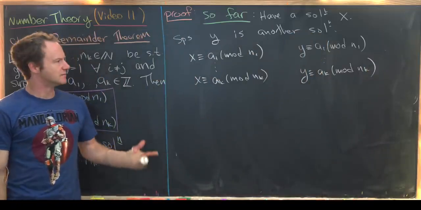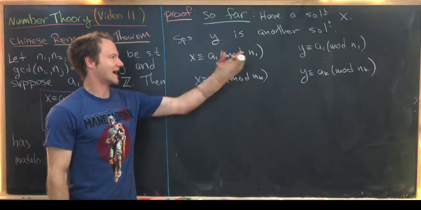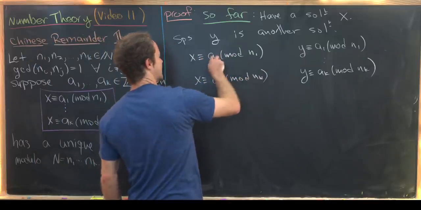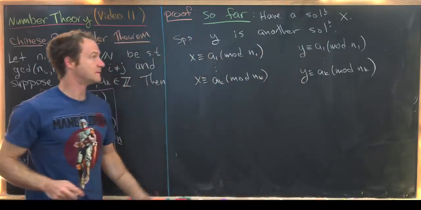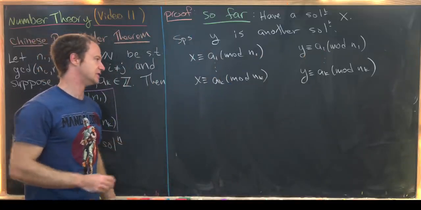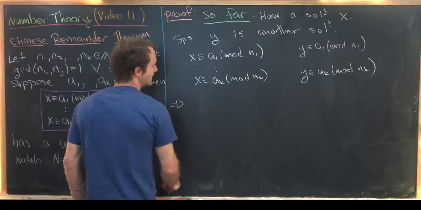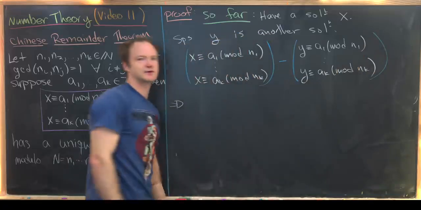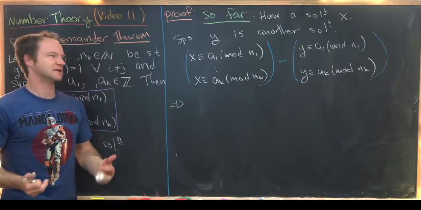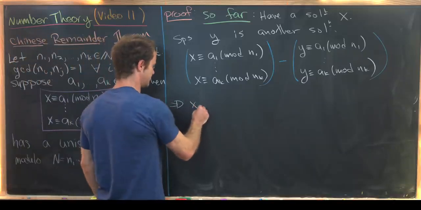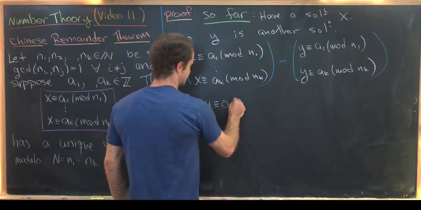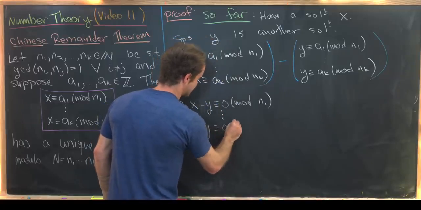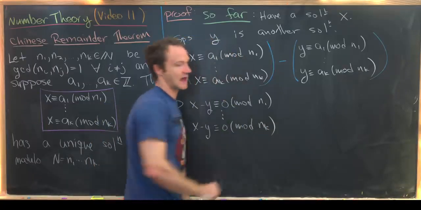Okay. But now what we can do is just subtract these congruences one at a time. So we'll subtract x minus y and a1 minus a1 mod n1, do the same thing mod n2 all the way down to nk. So you want to think about grouping all of these together, grouping all of these together, and then doing some sort of subtraction. That's a little bit sloppy, but it's really not too bad. Okay, so that tells us that x minus y is congruent to 0 mod n1 all the way down to x minus y is congruent to 0 mod nk.